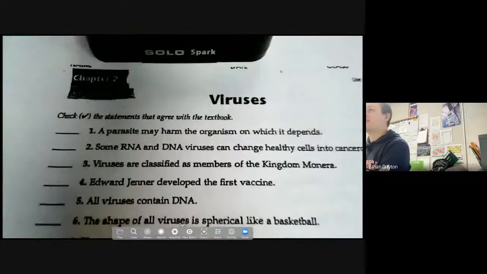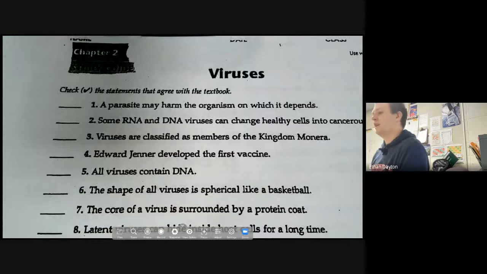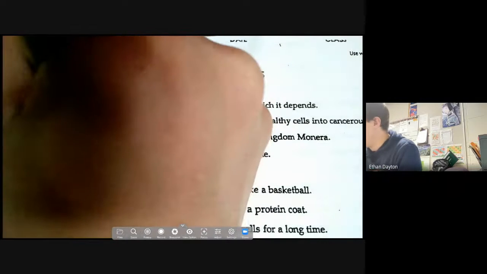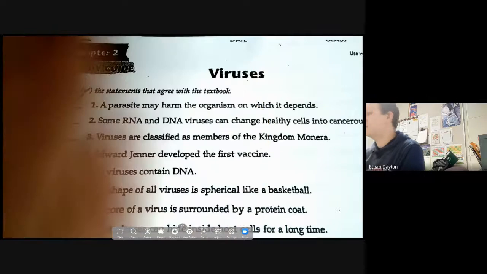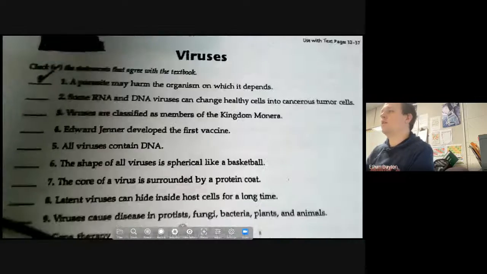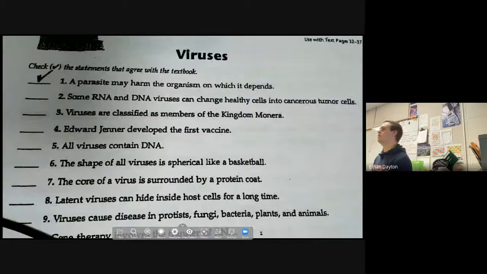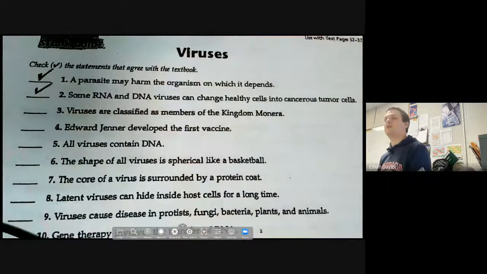Okay, let's talk about this. Number one, we're going to go around and talk about it. A parasite may harm the organism on which it depends. What do you think? True or false? Parasites can definitely harm organisms that they depend on. In many cases, they do. Now, we didn't talk about this, but number two, this is a true statement. Some RNA and DNA viruses can change healthy cells in your body into cancerous tumor cells. An example is HPV, human papillomaviruses. That's on the test.